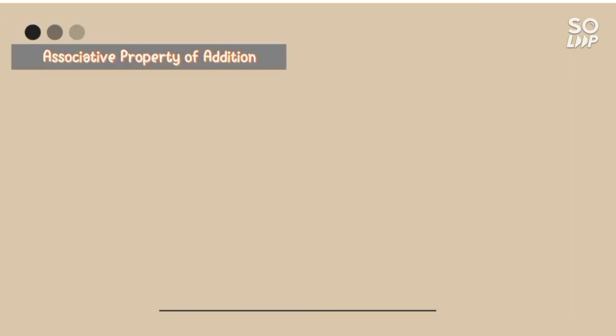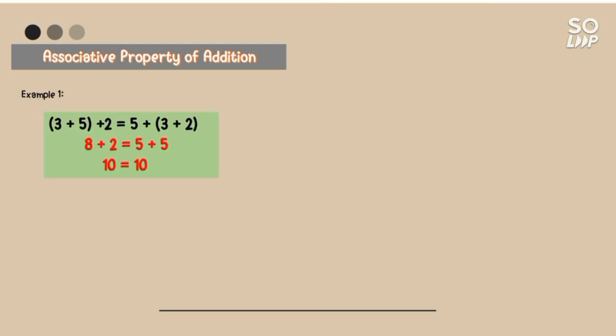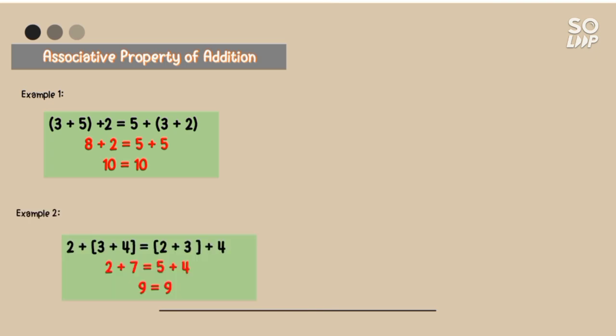Let's have this example on associative property of addition. Quantity 3 plus 5 plus 2 is equal to 5 plus the quantity 3 plus 2. 8 plus 2 is equal to 5 plus 5. 10 is equal to 10. Let's have another example. The quantity 2 plus 3 plus 4 is equal to 2 plus the quantity 3 plus 4. 5 plus 4 is equal to 2 plus 7, 9 is equal to 9. So they are equal. Therefore, associative property is true under addition.